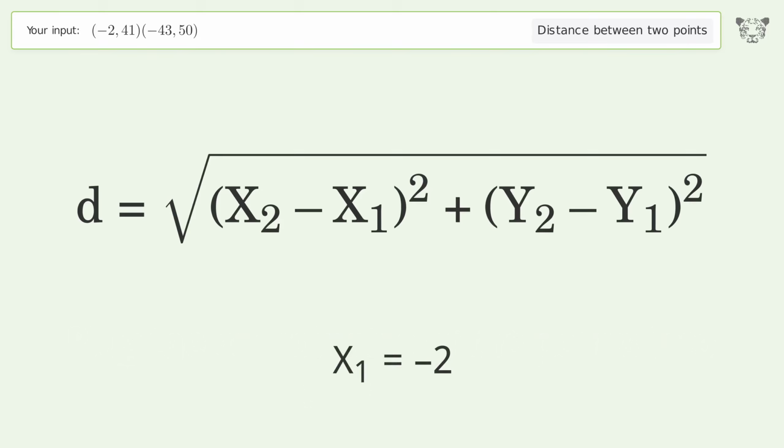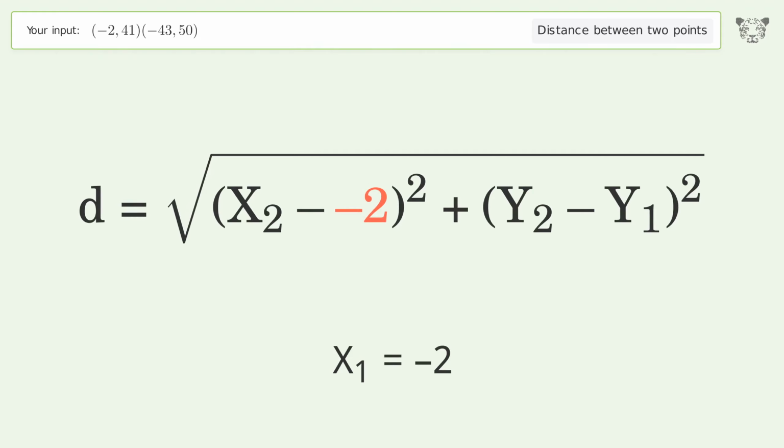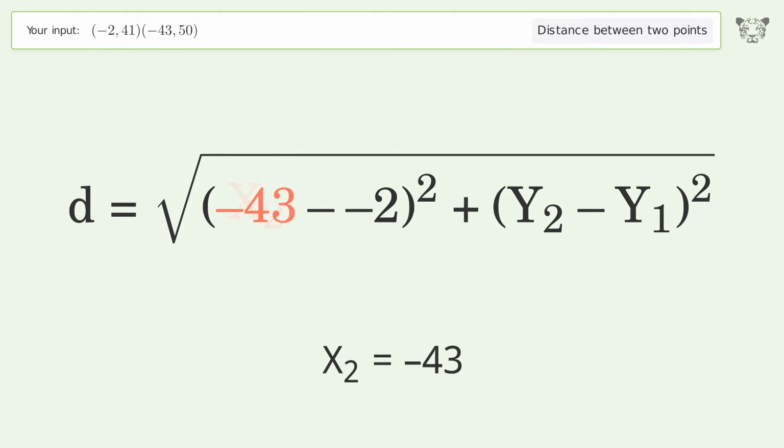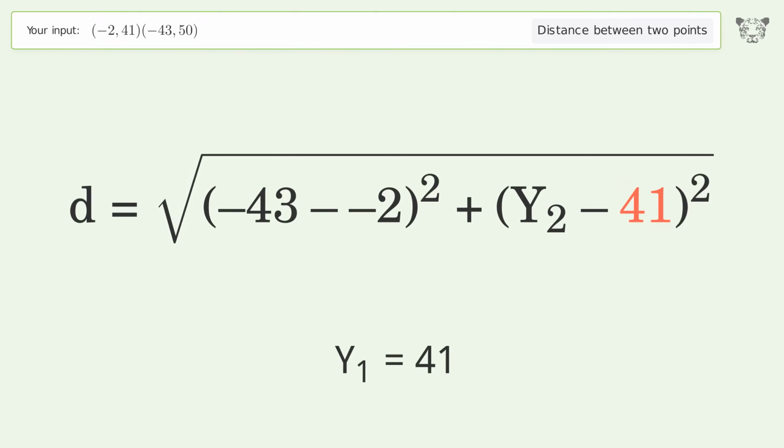x1 equals -2. x2 equals -43. y1 equals 41. y2 equals 50.